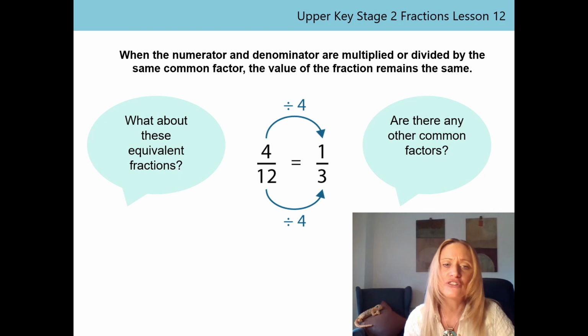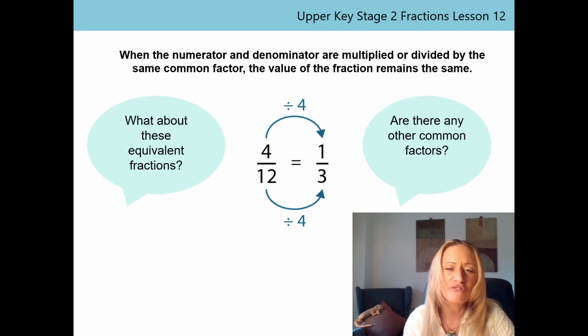So 4 is a common factor of 4 and 12. And you can probably see that on your multiplication square again, can't you? So 4 and 12 are in the 4 times tables. 4 and 12 are multiples of 4. And that's why 4 is a common factor of both the numerator and denominator. Are there any other common factors?